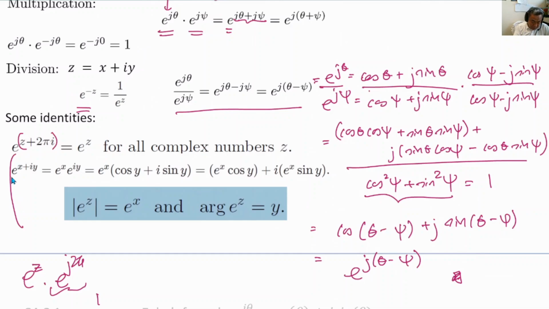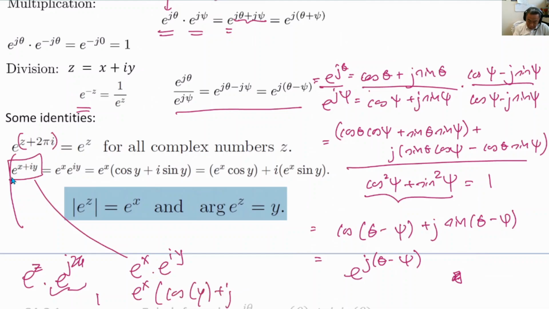What about e^(x+jy)? So this is e^x times e^(jy), and e^x is a real number, e^(jy) is cosine of y plus j sine of y. And then we can open it up, and then we can collect the real terms. e^x times cosine of y is the real term, and e^x times sine y is the imaginary term.